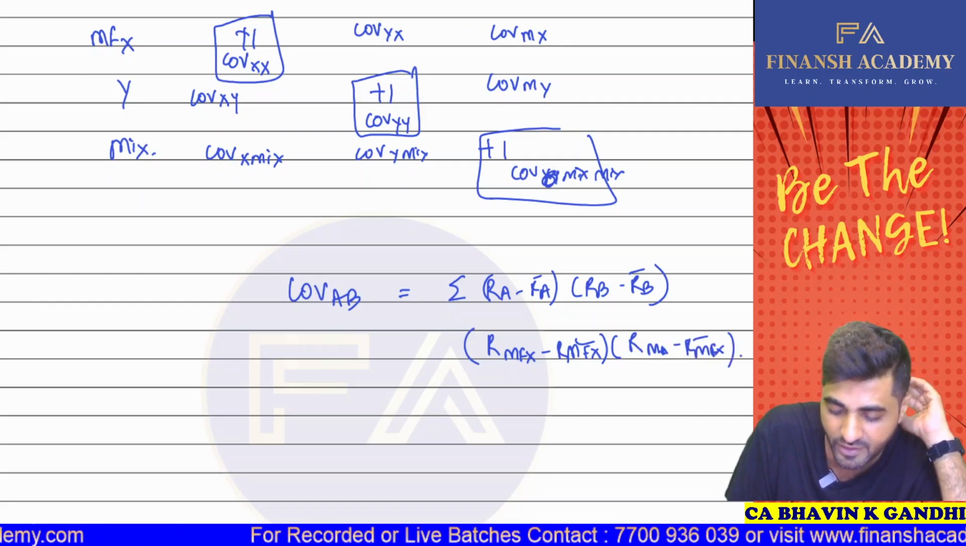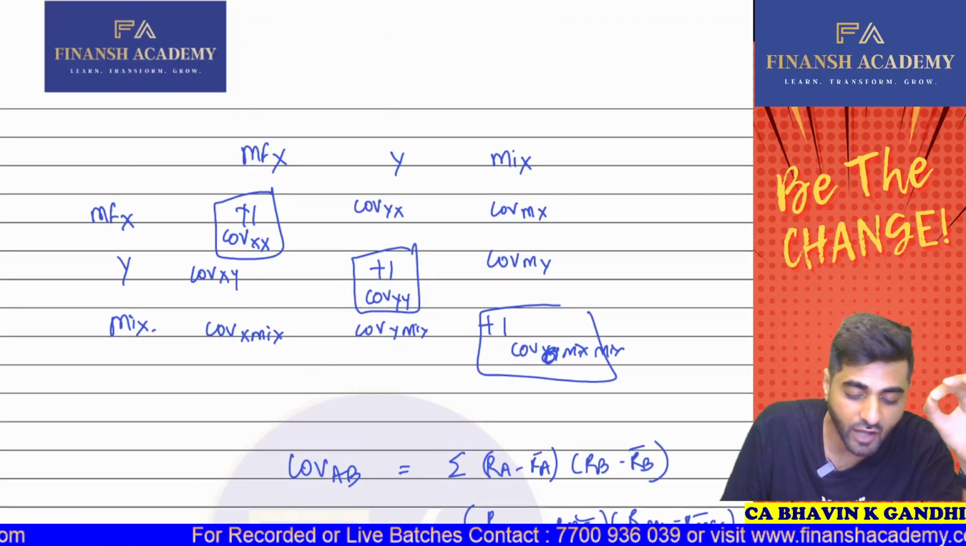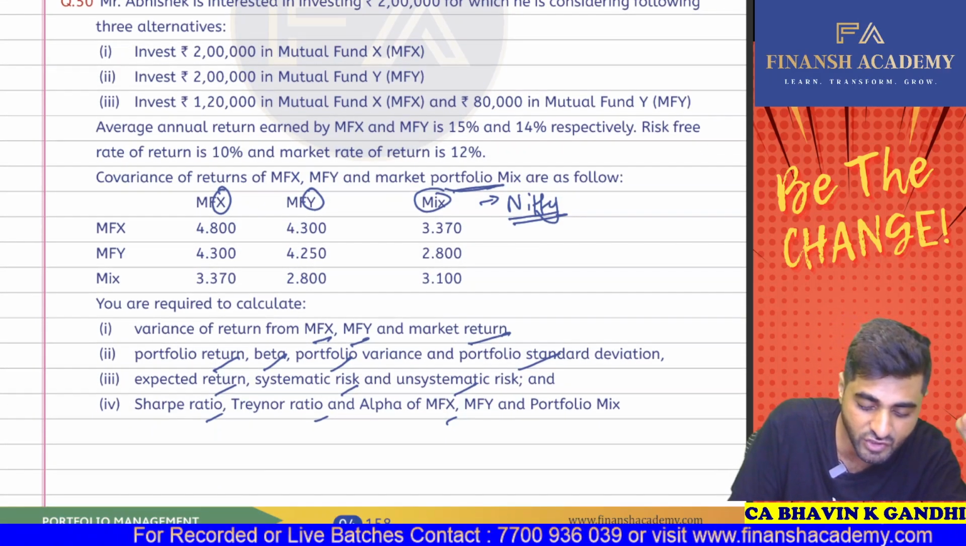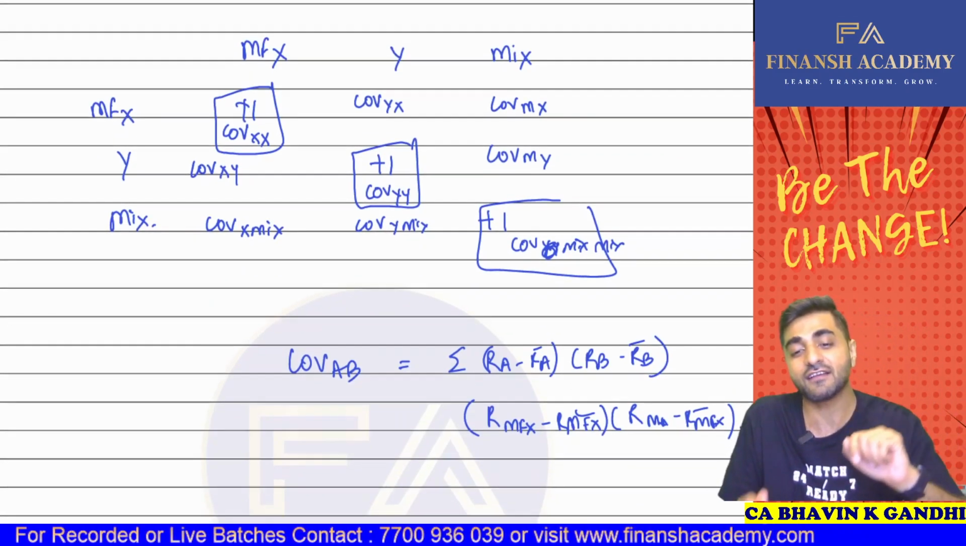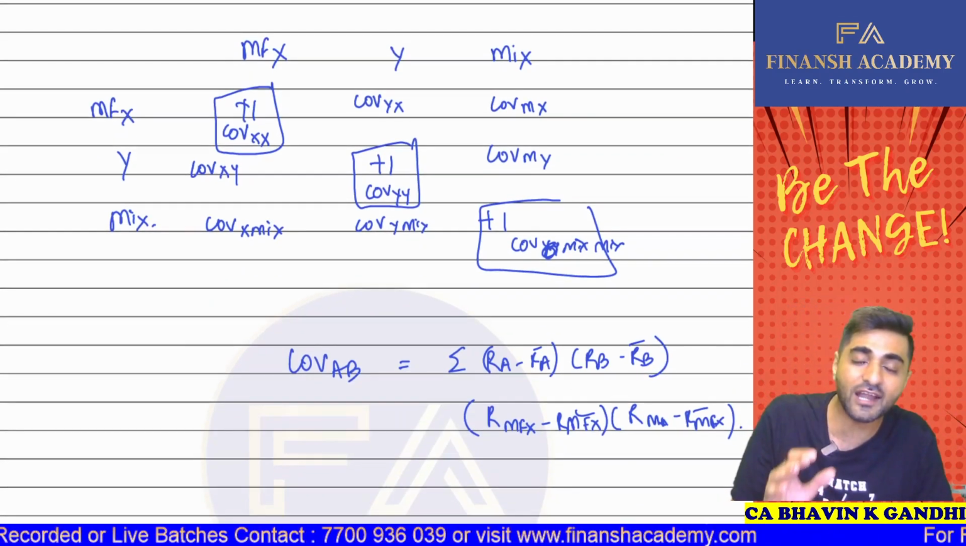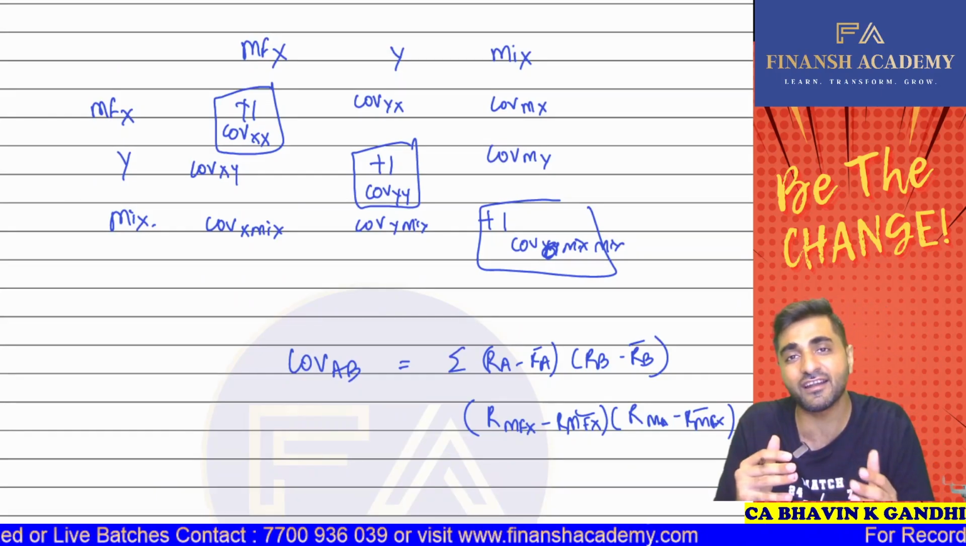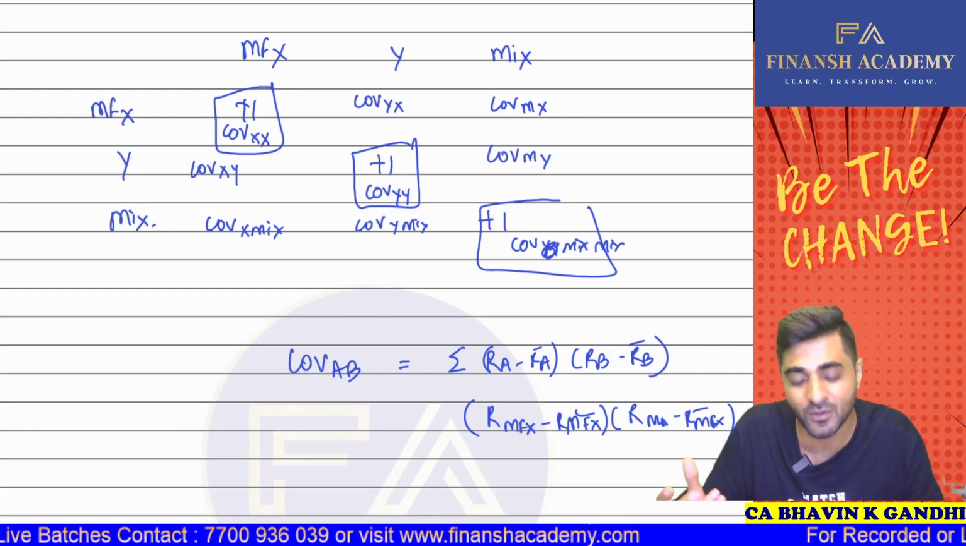This is how we are going to calculate the covariance. Now, the first part of the question they have asked you is what is the variance of return? How are you going to calculate the variance? I have just now analyzed that the correlation coefficient of the fund with its own self has to be +1 only.